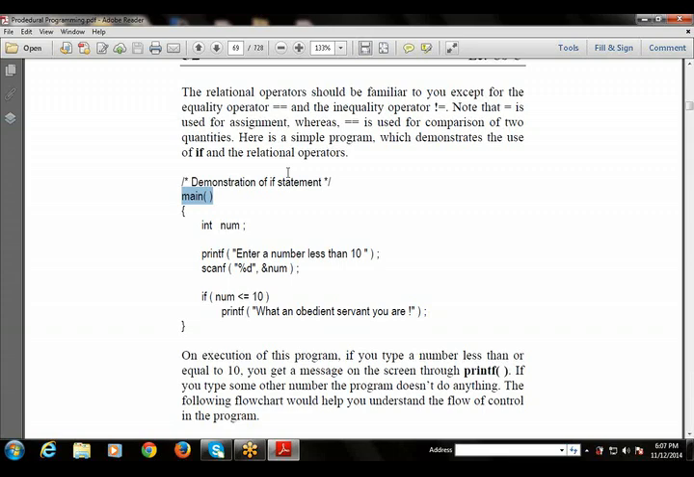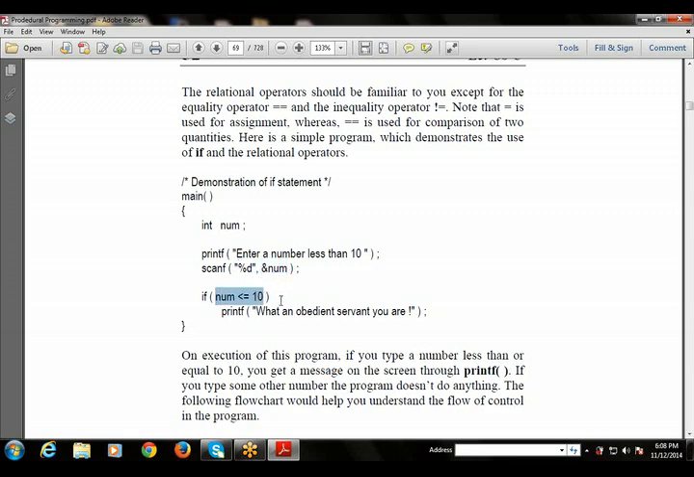Then use scanf with percentage d. Then there is the declaration of the variable, int num. Then printf is used for printing, enter a number less than 10. Then scanf, that means taking the input, using percentage d. Why is it using percentage d? Because it is reading an integer value, that is ampersand num.